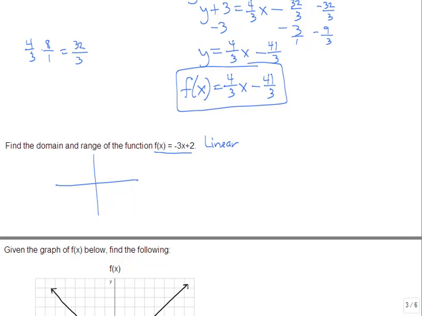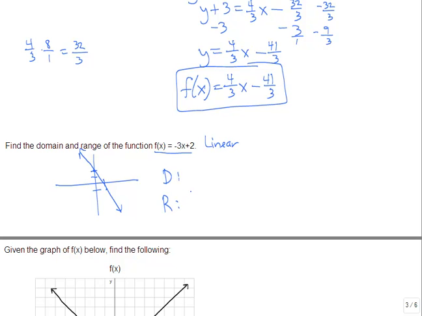The b here is the plus 2, so we have a y-intercept of 2. And our slope is negative 3, or negative 3 over 1. So that means we're going to go down 3, 1, 2, 3, and over 1. So the graph of this function looks just like that. So based on that, what's the domain and what's the range?